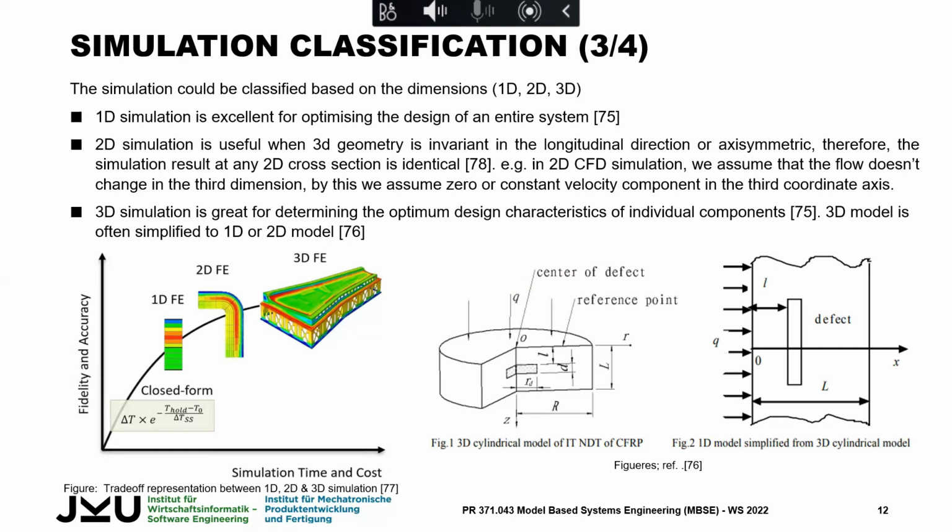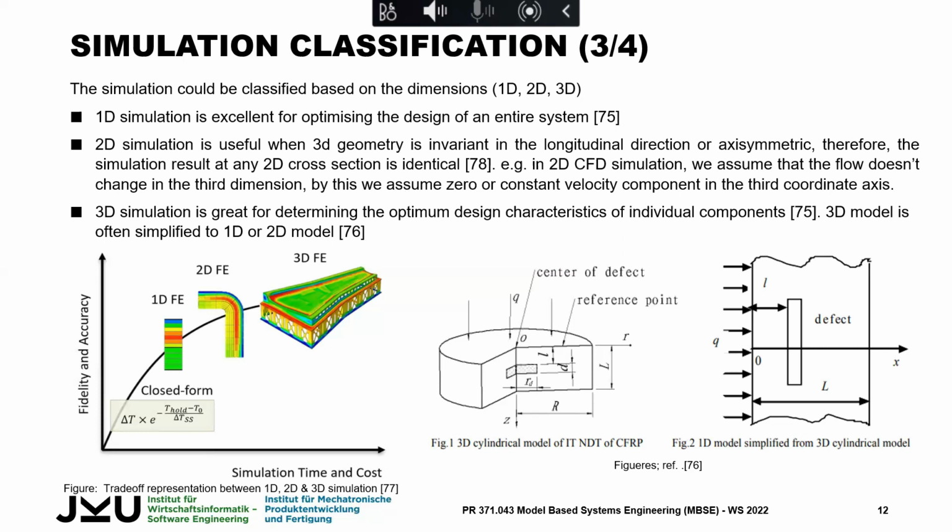Sometimes before going to the 3D analysis, people do the 2D analysis to have an overview, and they can easily change the geometry somehow. It is very easy. So if you see here, there is a graph showing 1D, 2D, and 3D, with simulation time and cost. If you do 1D, it's quite straightforward. 2D is a little bit more, and 3D is really very expensive and time consuming.